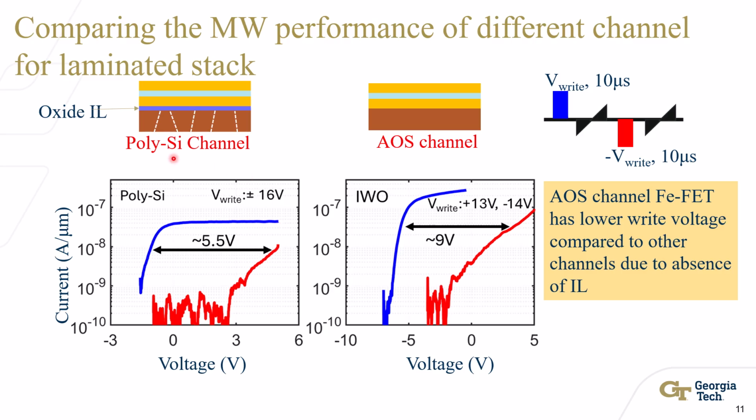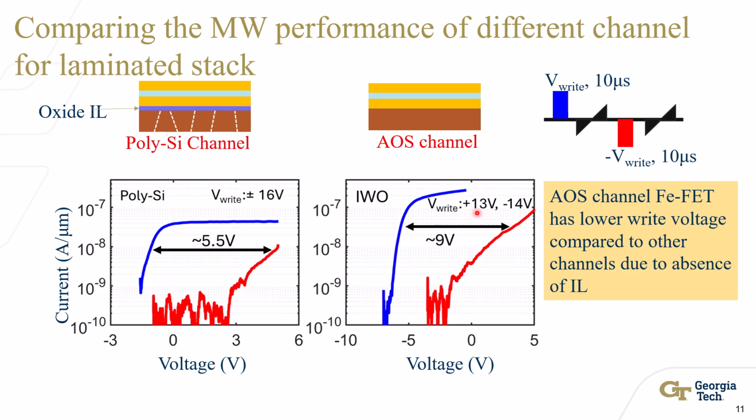So here, the very first is the polysilicon channel. In case of a polysilicon channel, we see that the write voltage is approximately 16 volts with a memory window of 5.5 volts. And if we use the same laminated Fe oxide stack in case of an AOS channel, we see that the write voltage is 13 volts and minus 14 volts respectively, and we get a large memory window of 9 volts. So the first thing that we see here is that the write voltage is reduced by approximately 2 to 3 volts compared to the polysilicon channel.